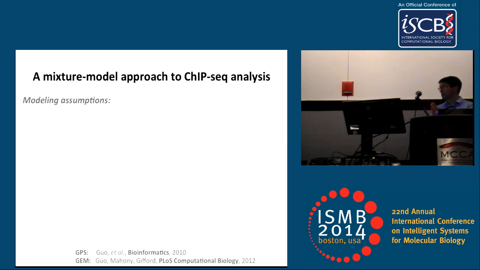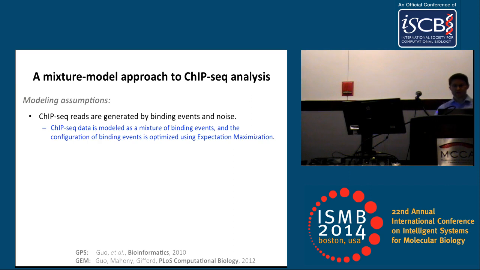This was the ChIP-seq analysis approach called GPS and later GEM. This approach was a mixture model approach to ChIP-seq analysis. So we modeled the ChIP-seq problem as a process that generates ChIP-seq reads by a mixture of binding events and noise. We're going to use an expectation maximization algorithm to find the optimal configuration of binding events given the data.